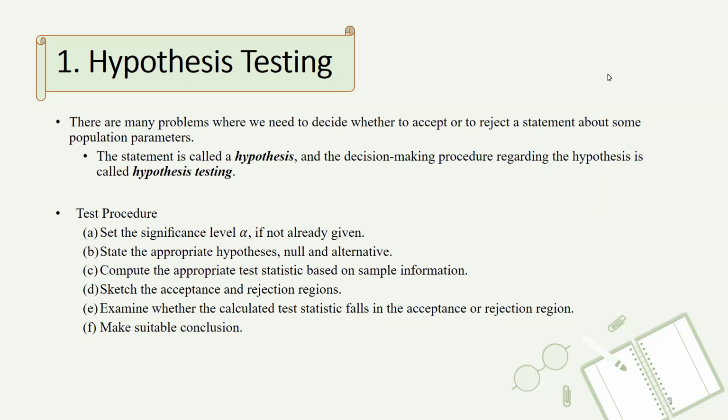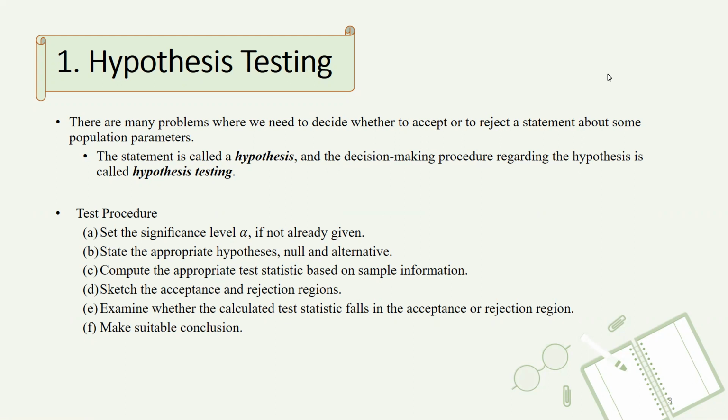So first, we have to set the significance level alpha if not already given. If you have no idea what alpha you should take, a common practice is that you can take alpha as 0.05 or 5%. That means your significance level is at 5%. And this will serve as a cutoff for you to measure whether your p-value is significant or not.